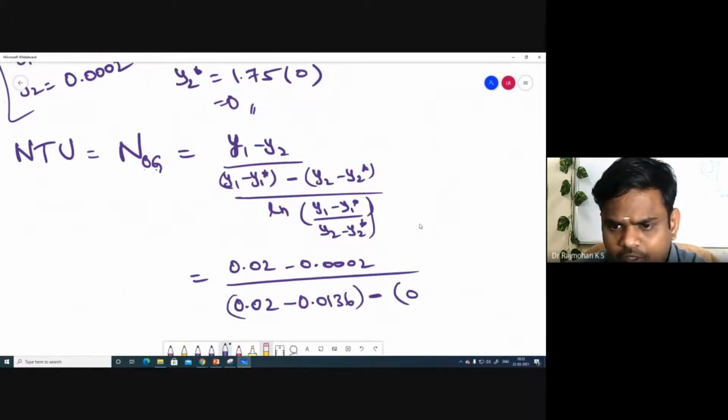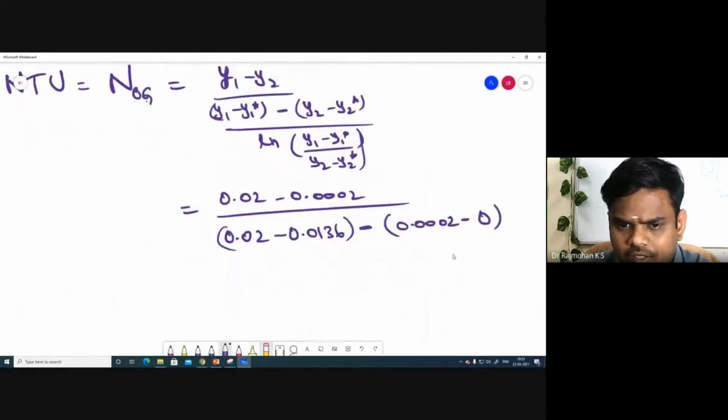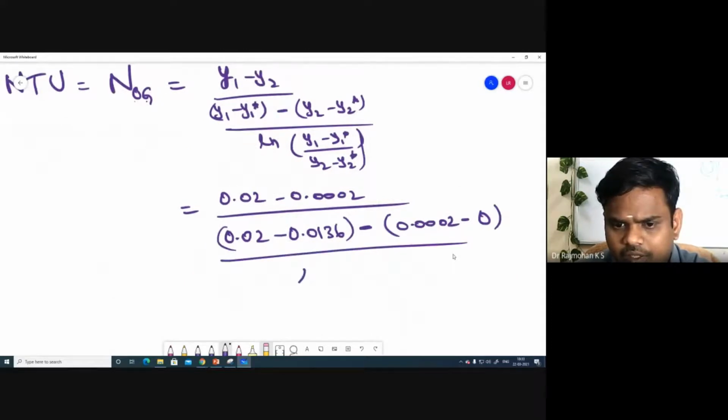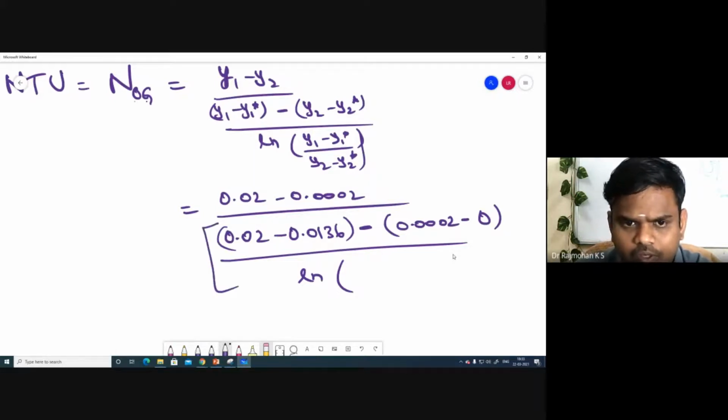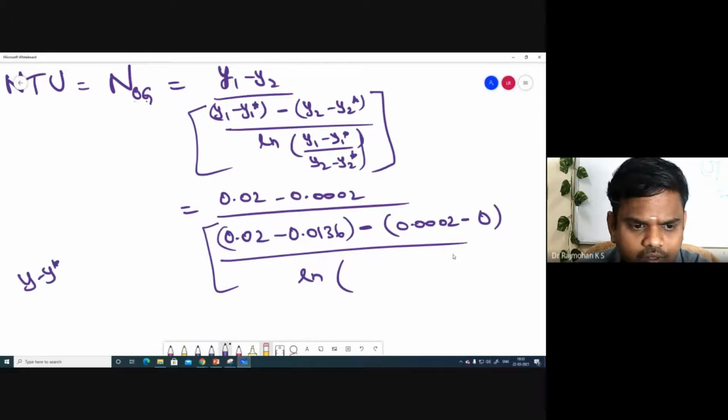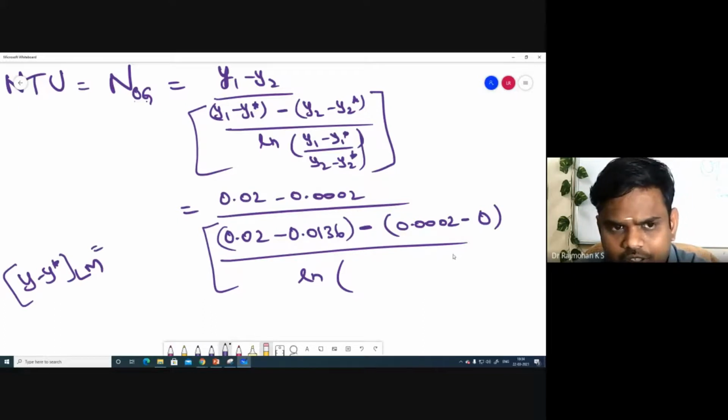y1 minus y1 star is 0.02 minus 0.0136, and y2 minus y2 star is 0.0002 minus 0, divided by ln of the same value. So whatever the value is, that's why it is better to do this numerator part separately: the y minus y star logarithmic mean can be determined separately and then substituted into this equation for NTU.